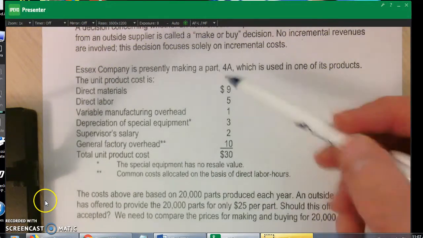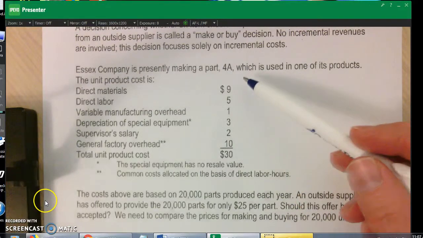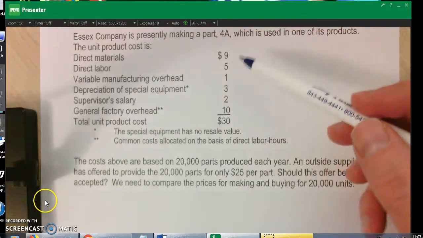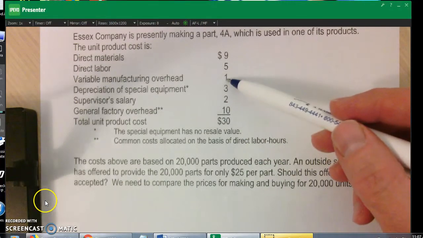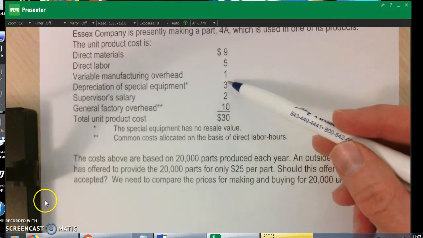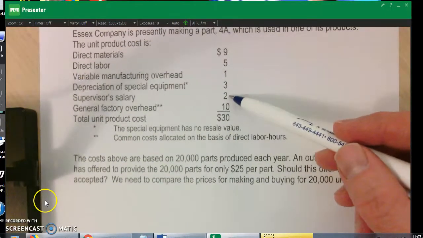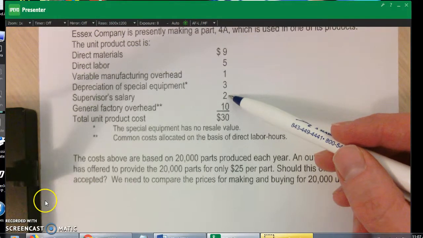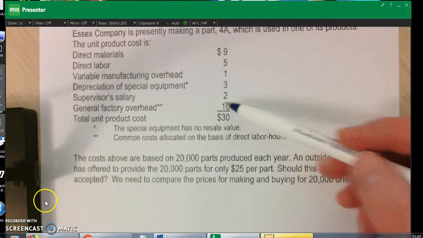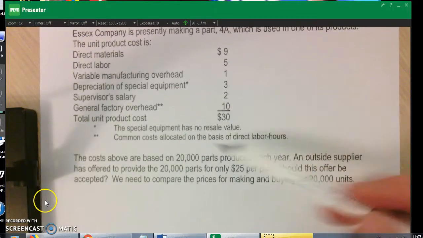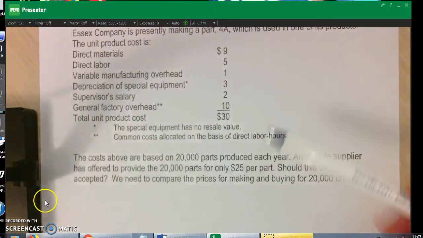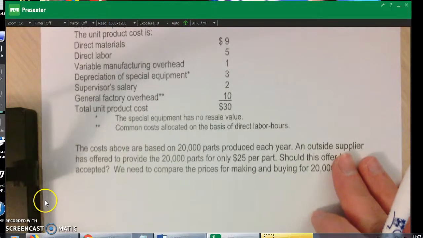Okay, so if we look at our company, they're presently making part 4A. It's used in one of its products. Here's our unit. This is our cost per unit. Materials cost, labor cost, variable overhead, depreciation on special equipment that has no resale value, so therefore it's going to be a sunk cost. Supervisor salary, $2 per part. We can take the supervisor salary and divide it by the number of parts, and we get $2 per part. And then we have our general factory overhead, which is an allocated common cost. It's like that art department example that I talked about in the first lecture video for Chapter 7.